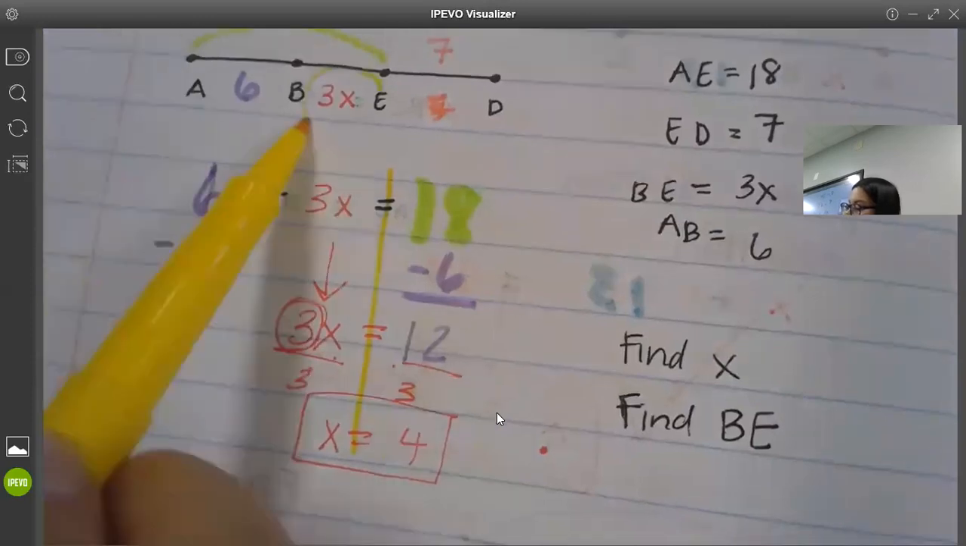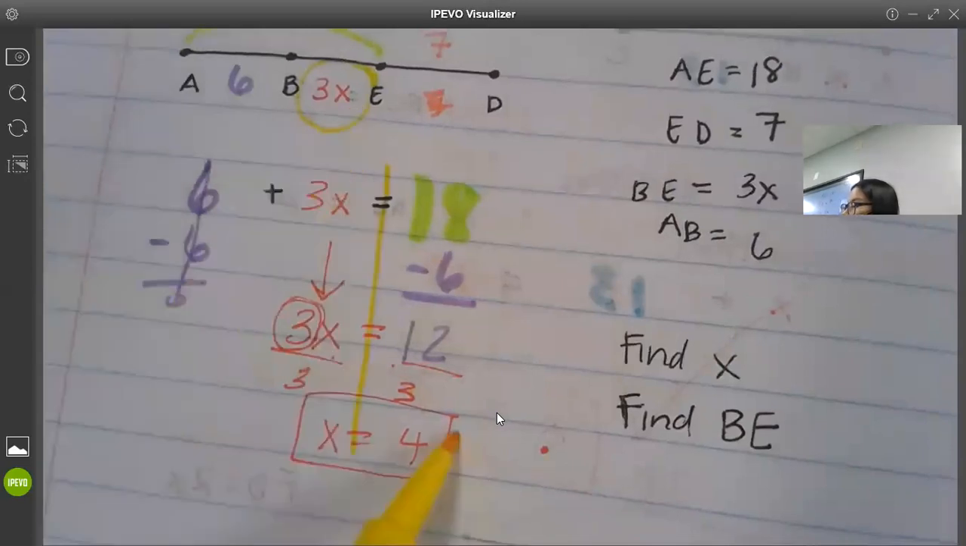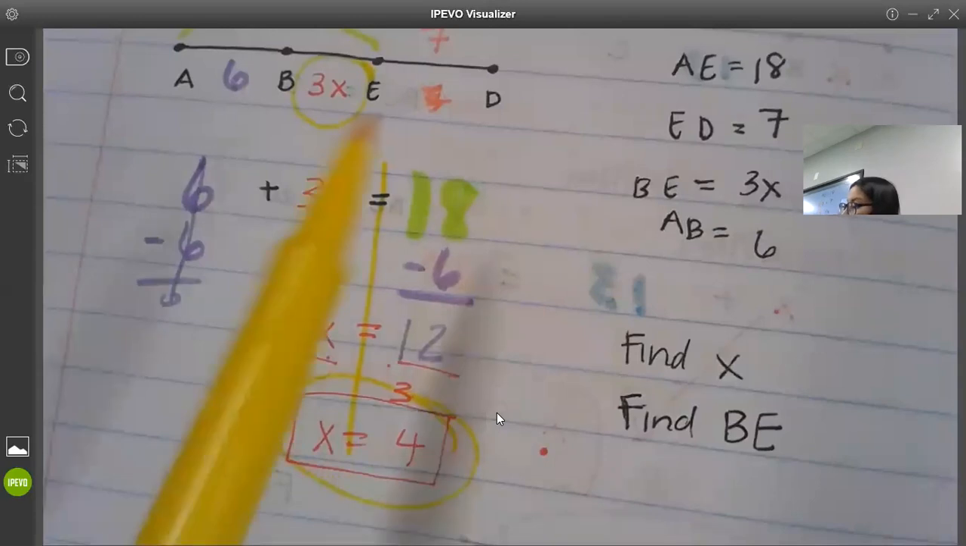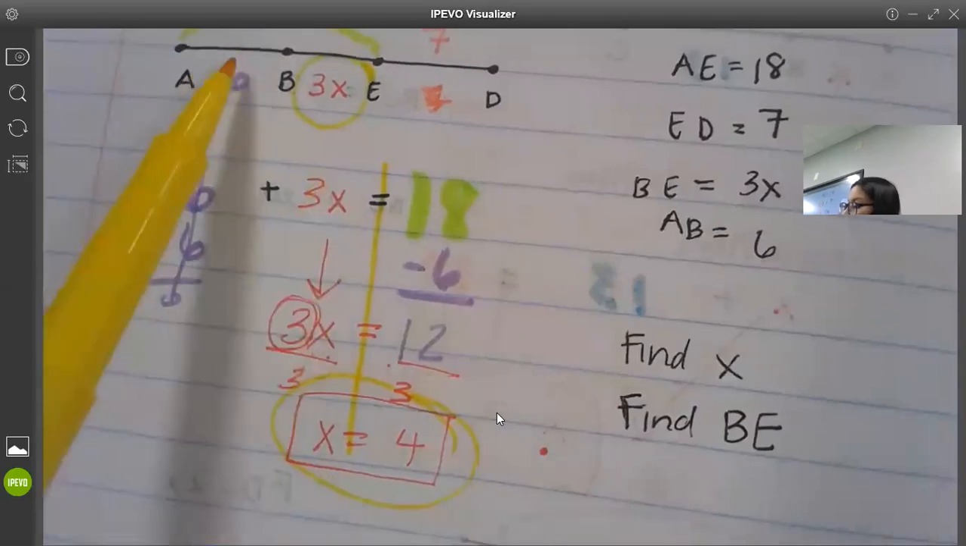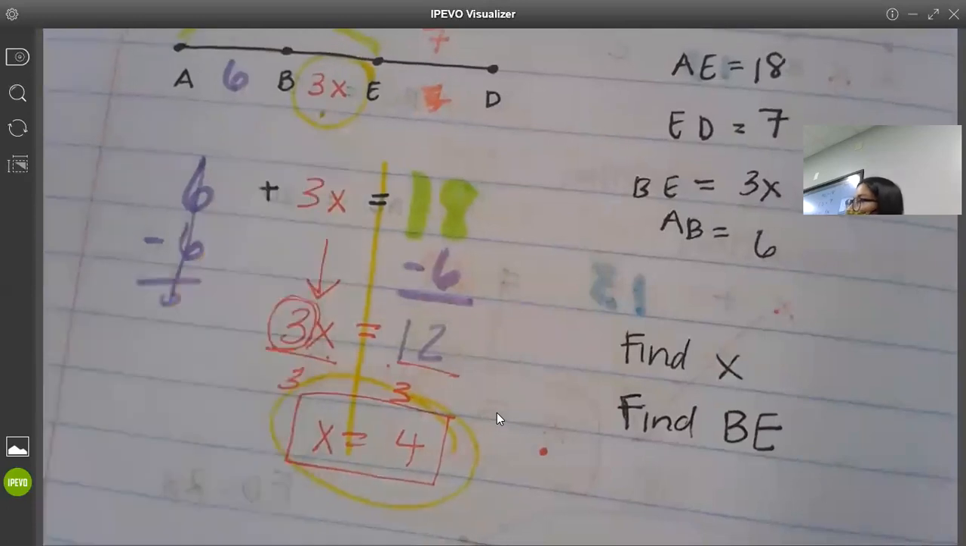BE is here, yes? BE is 3X, right? We know what X stands for. That's one way. The other way, you know that the whole thing is 18. This piece is six, so how much is this piece? So pick one of the ways, but you're finding BE.